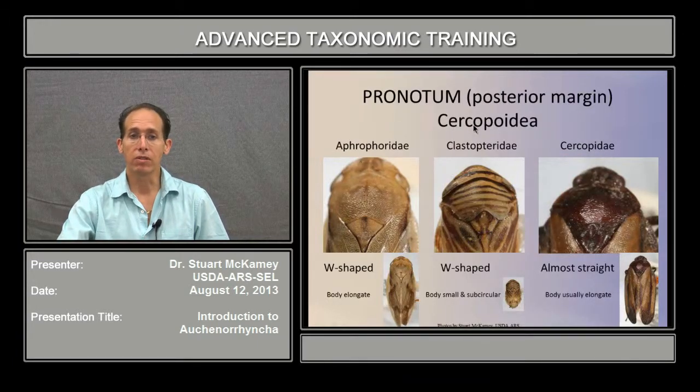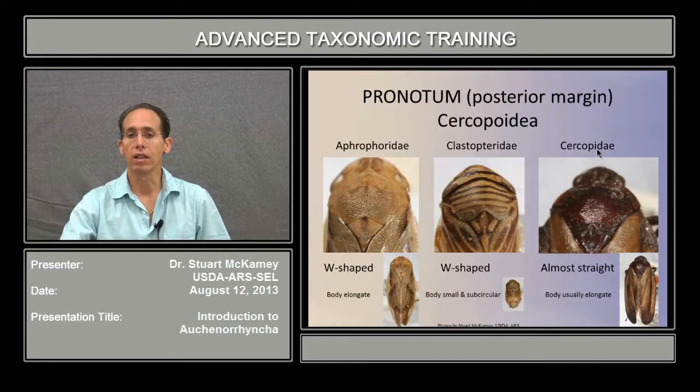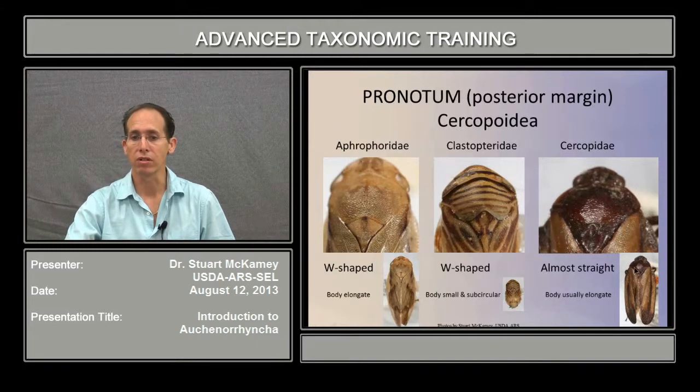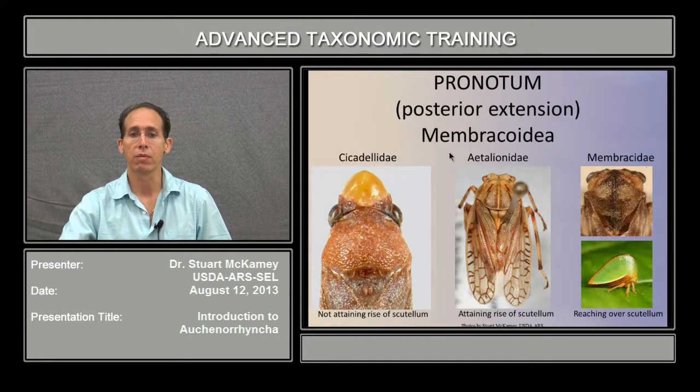Now let's look at the families of Cercopoidea, looking at the pronotum, the last character. In Aphrophoridae, the posterior margin is W-shaped, and generally they're elongate. In Clastopteridae, it's also W-shaped, the posterior margin, but these are small subcircular species. And in the Cercopidae, the posterior margin of the pronotum is almost straight across, and again, the body is usually elongate.